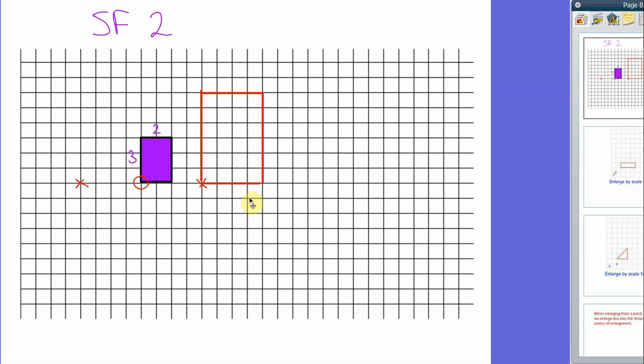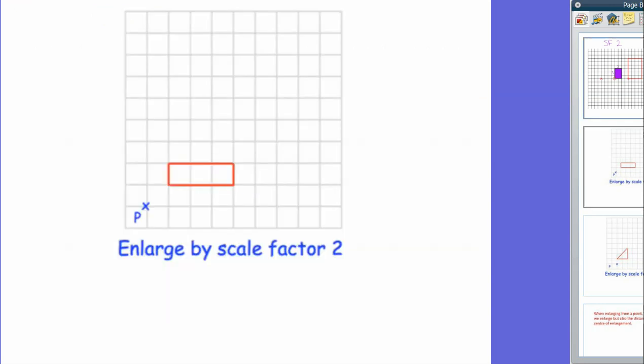So that's it. So do what you did before, but now we're counting the distance as well and making sure that is also scale factor 2. Let's have a look at loads of questions. That's what you've got to do for these. Have loads of questions, loads of practice, and then it's just counting squares.